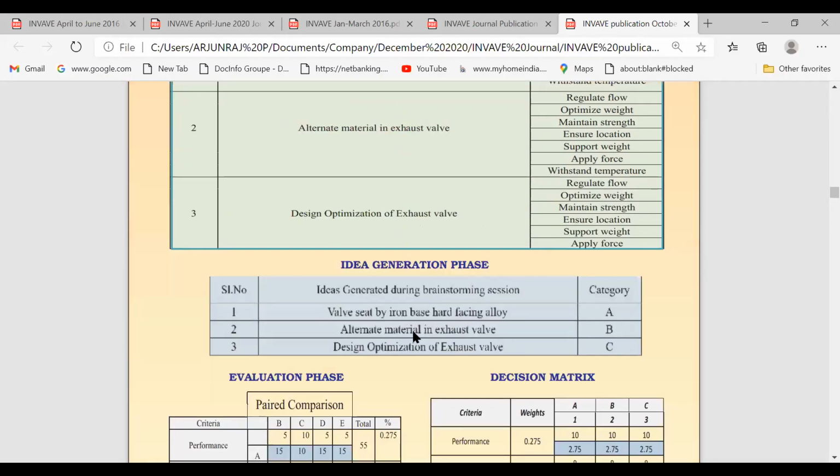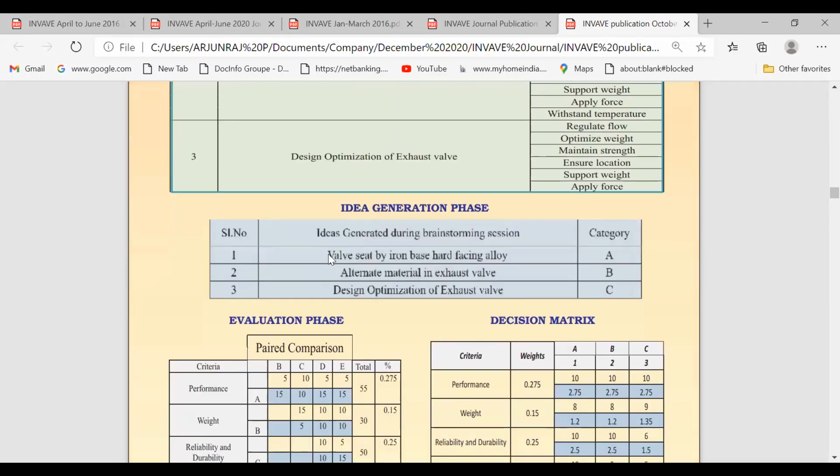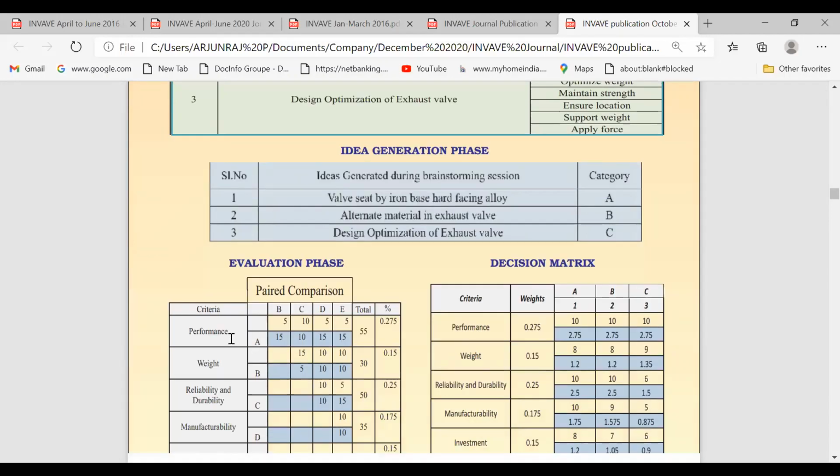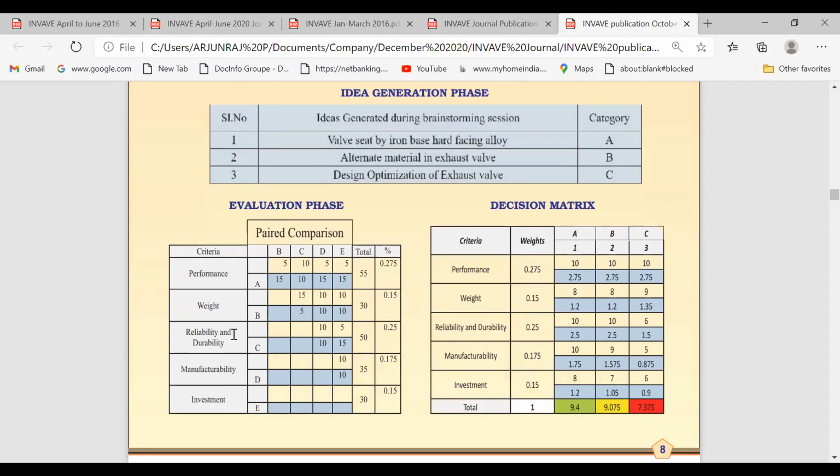Yes, in evaluation phase we have evaluated ideas. Ideas are being evaluated with different parameters. So here the parameters are performance, weight, reliability and durability, manufacturability and investment. So I told you need to have two type of matrix when you're going for any evaluation phase. One is paired comparison and one is decision matrix. When you're going for a paired comparison, you need to compare one criteria with another criteria. So here the criteria is the performance versus weight, which is important.